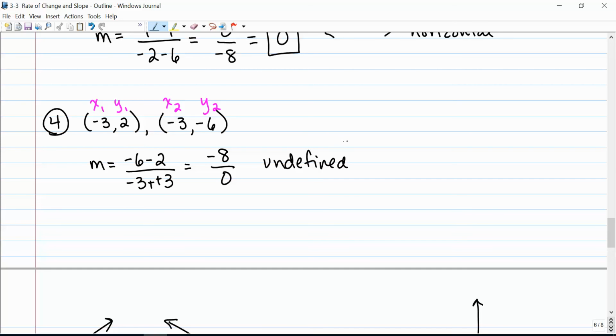And that's the word I'd like you to use. You may have heard no slope in the past. I prefer undefined. And what that line is going to look like is a vertical line. Its slope is undefined.